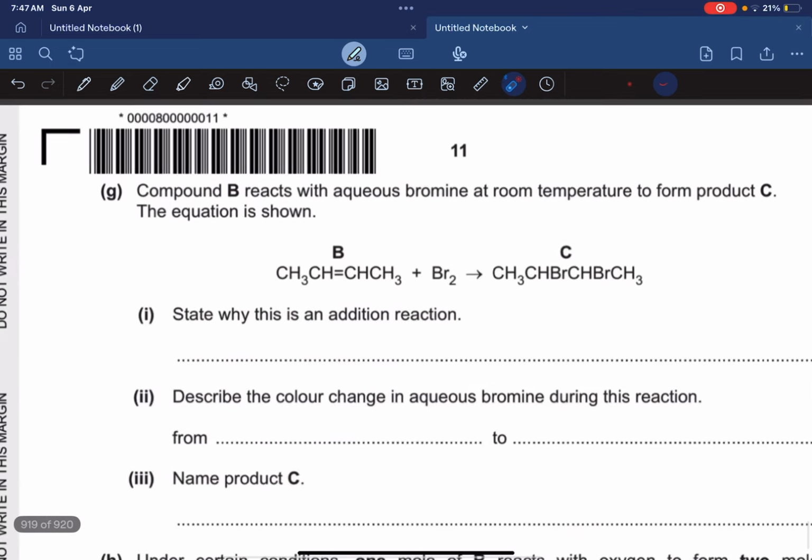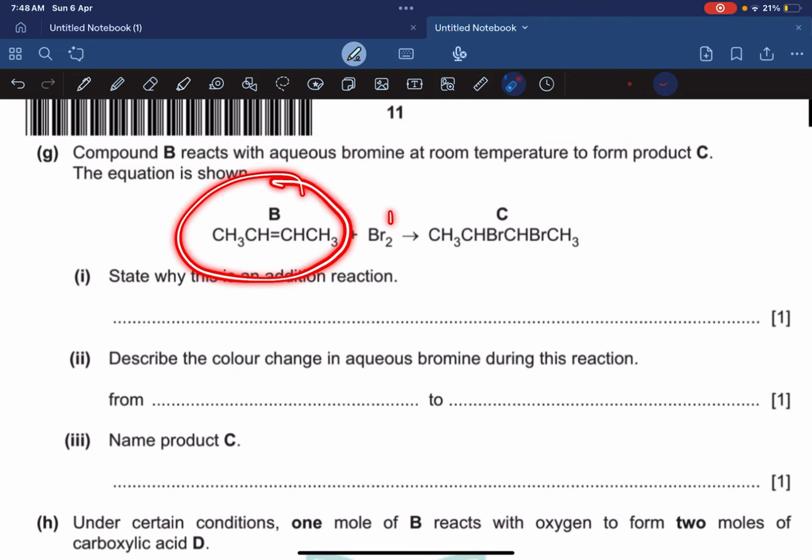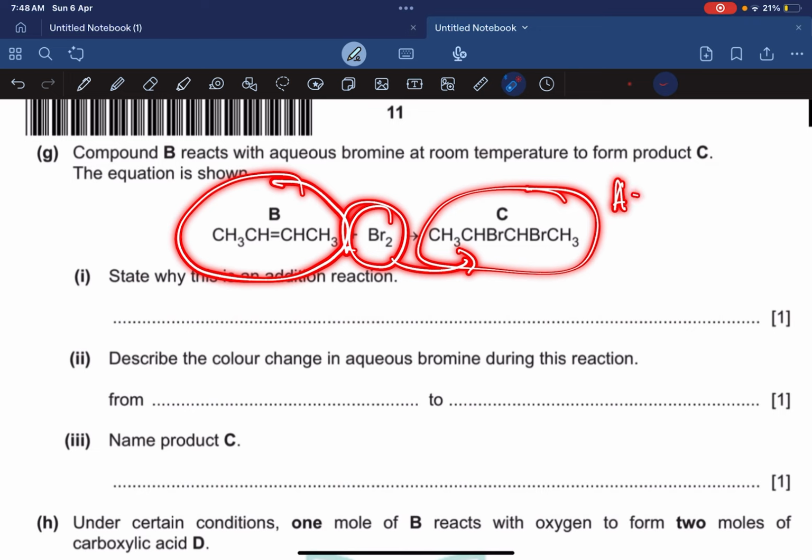Okay, let's move on. Compound B reacts with aqueous bromine at room temperature to form compound C. Okay, this is compound B reacts with bromine to form compound C. अब बेसिकली ये कौन सा रिएक्शन है? ये एक एडिशन रिएक्शन है. क्यों एक एडिशन रिएक्शन है? ब्रोमीन ऐड हो रही है ब्यूटीन में टू फॉर्म दिस थिंग.